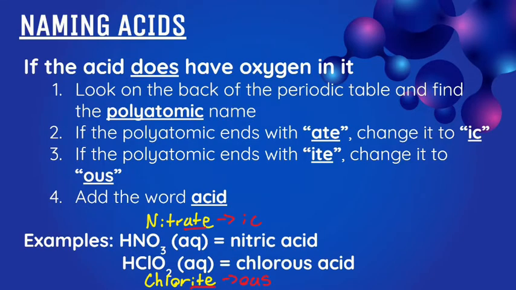Now, a way that we're able to remember ate to ic, ite to ous, is: I ate it and I got sick, so ate to ic. And then ite to ous can be: I took a bite and it was delicious. So ite to ous.